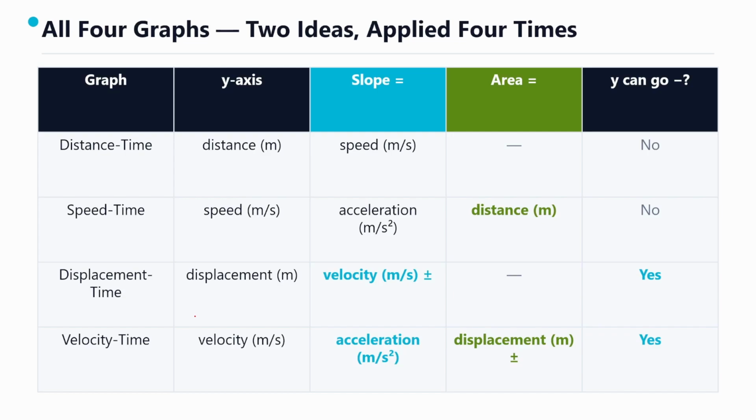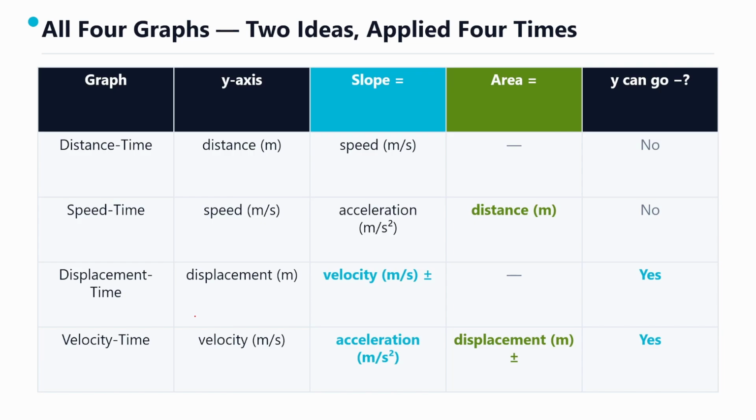So here is the summary table for the DT, ST, and VT graphs, right? So two ideas applied 4 times. So slope on the graph is a rate of change of y with respect to x. So units of y divided by units of x tell you what it is. And remember, slope is basically how much y increases with every single increase of 1 unit in the x direction. The area under any graph is y times x on average. So the units of y and x, when you multiply them, give the unit of the represented physical quantity.